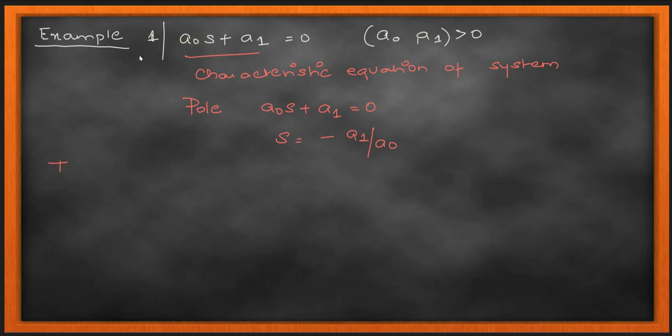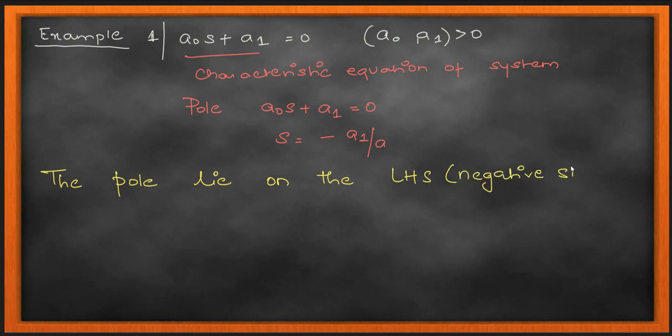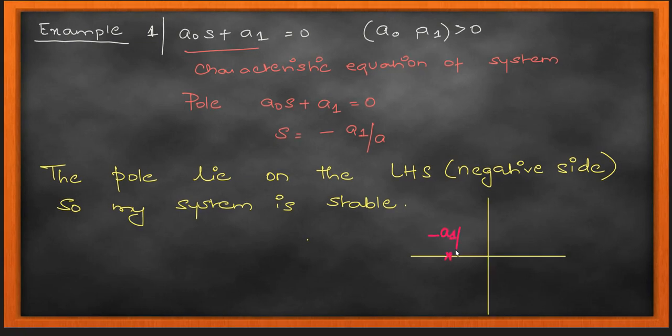So that much you must know. Here I've just put this 1 upon, but in your textbook it is just written as A0 s plus A1, and that is your characteristic equation. So now what are the poles? I'm getting the pole at minus A1 by A0, and I know my A0 and A1 are positive, which means my pole lies on the left hand side. My pole is on the left hand side, and that is going to make my system stable.